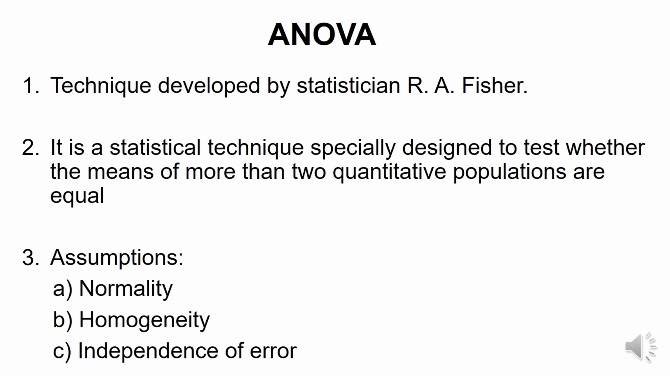The assumptions of ANOVA. Part A, normality. It means the values in each group are normally distributed. Part B, homogeneity. It means the variance within each group should be equal for all groups. This assumption is needed in order to combine or pool the variances within the groups into a single source of variation. Part C, independence of error. It states that the error should be independent for each value.